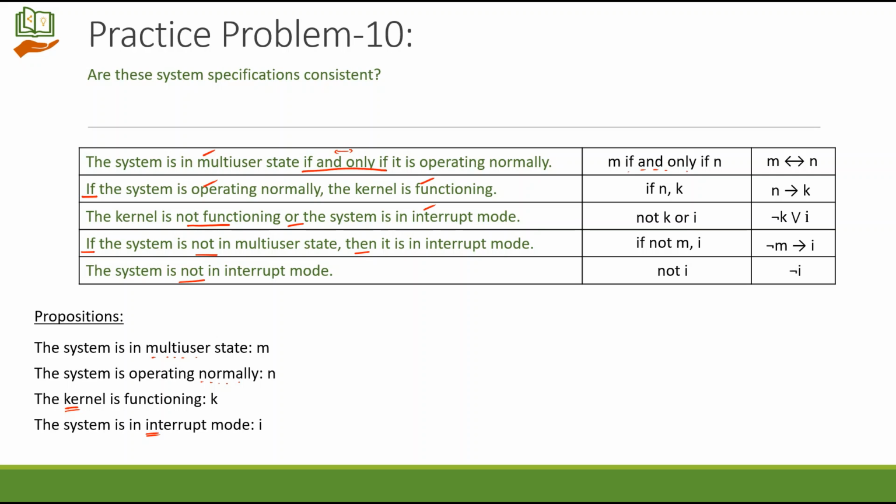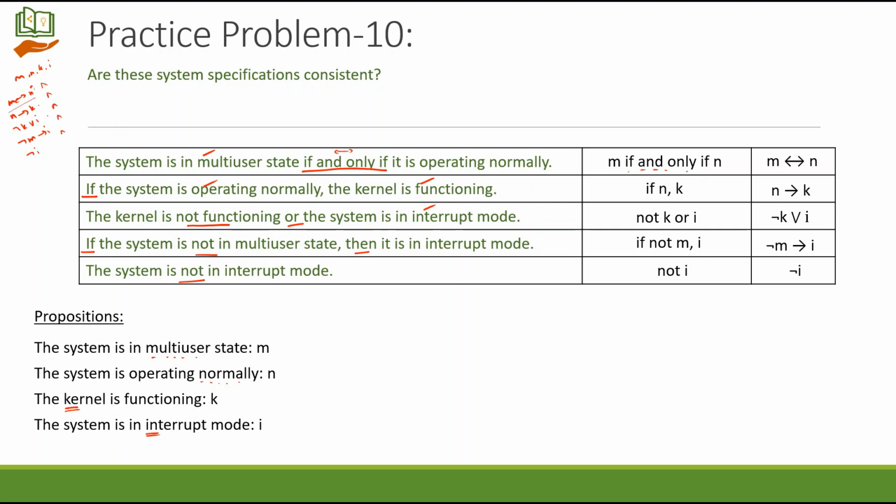Now what you can do is, you have four variables. One way of checking the consistency is to go for the 4 variable truth table, find negation of I, then all the other 4 expressions together and combine them with the AND operator. So you have to find M bi-implies N, then N implies K, then negation of K or I, then negation of M implies I, then negation of I. Once you find the values for all these columns, you have to combine the results using the conjunction operator.